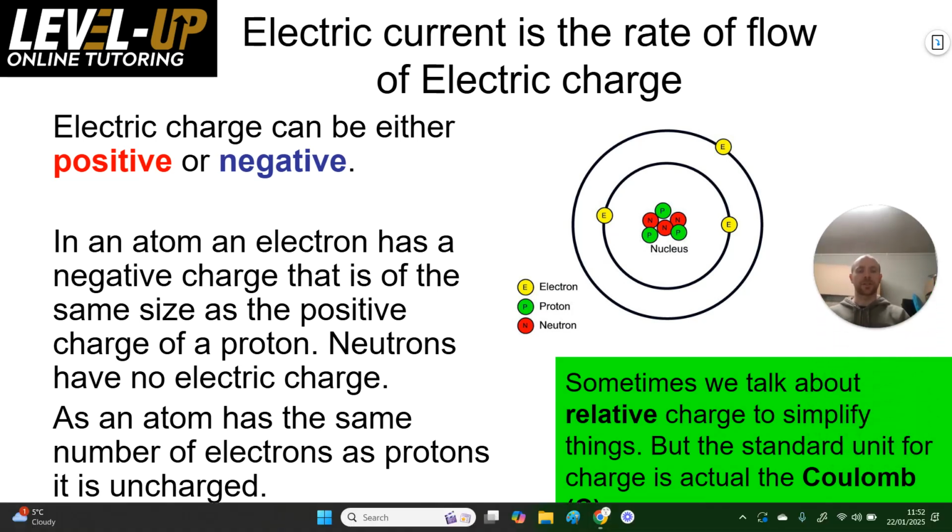Sometimes we talk about relative charge. Again, in chemistry particularly, we talk about relative charge, a proton having a relative charge of 1, or we might talk about an electron having a relative charge of -1. But what we talk about in physics is charge as being measured in units of Coulombs. Okay, a Coulomb is a very large amount of charge.